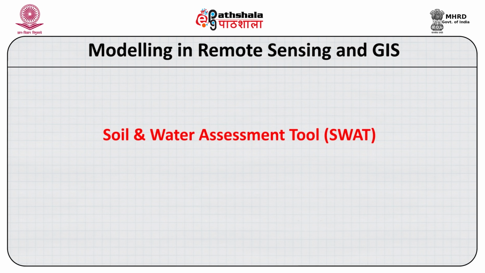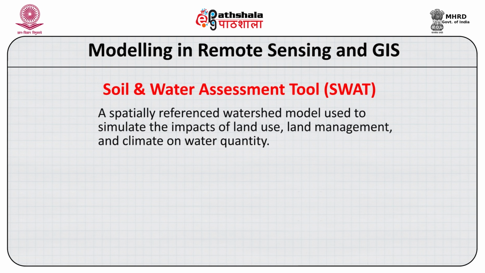The present example is from the Soil and Water Assessment Tool, what we call SWAT. The Soil and Water Assessment Tool is a widely referenced watershed model used to simulate the impacts of land use, land management and climate on water quantity or quality. This graphic illustrates the general process associated with developing and applying SWAT models. SWAT requires the following information as input files and provides results in the form of output files as mentioned below.